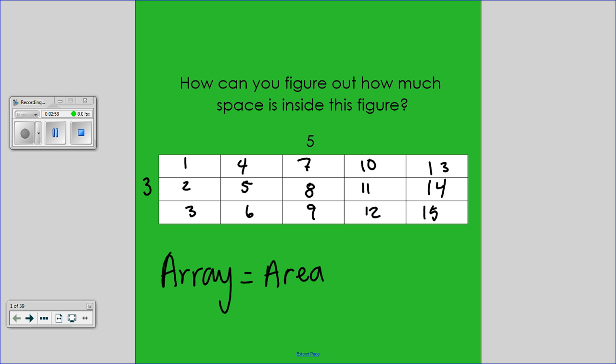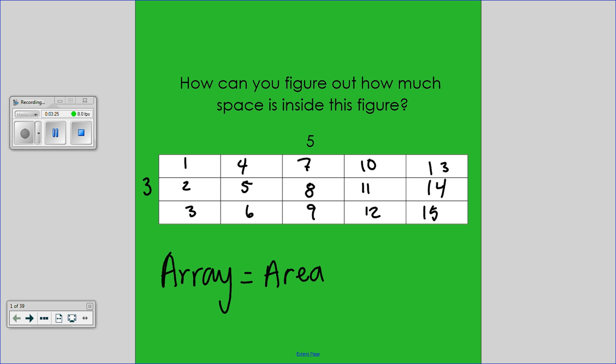Arrays are area. Now when we typically make arrays, we use dots, right? This is still an array, but instead of using dots, it's using squares. Give me a thumbs up if you can see that as an array.